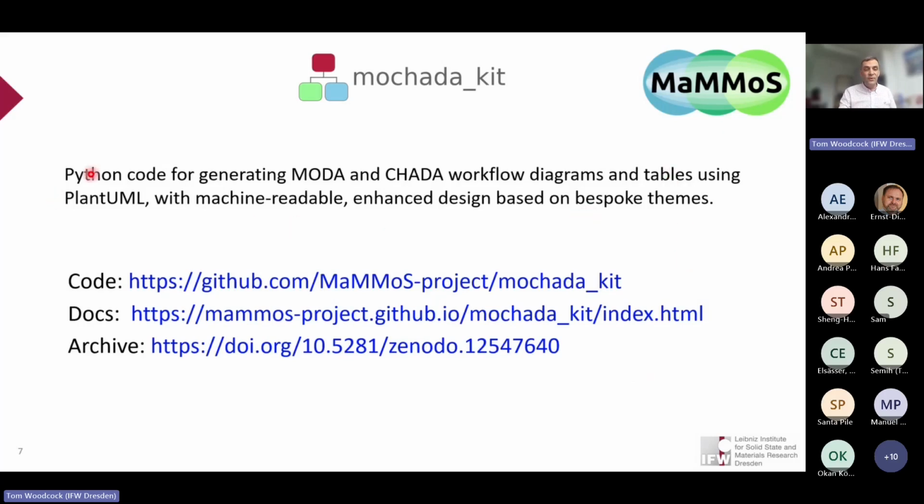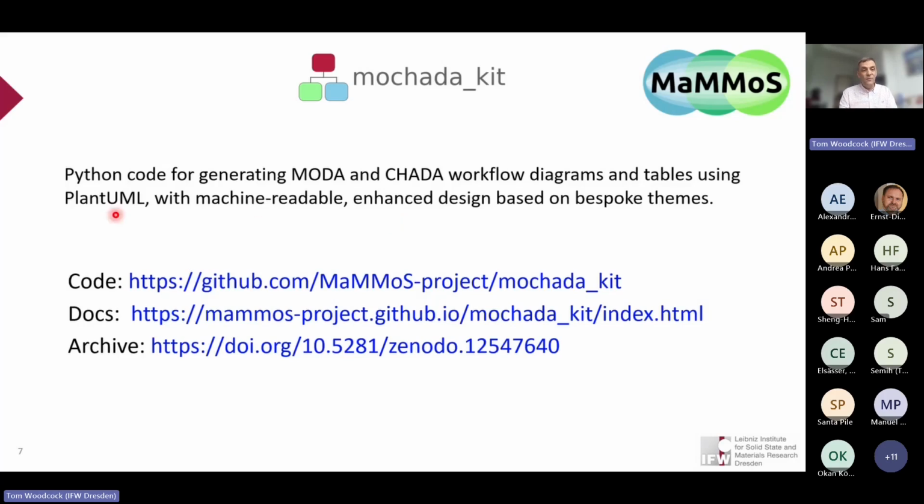So the description on our website says that it's Python code for generating MODA and CHADA workflow diagrams and tables based on PlantUML with machine-readable enhanced design based on bespoke themes. So what that basically means is that PlantUML does all the work of making the diagrams, and MoCHADA gives us some extra themes and some helper functions written in Python, which are dedicated to MODA and CHADA. So they really help us to make exactly those things that we need for MODA and CHADA.